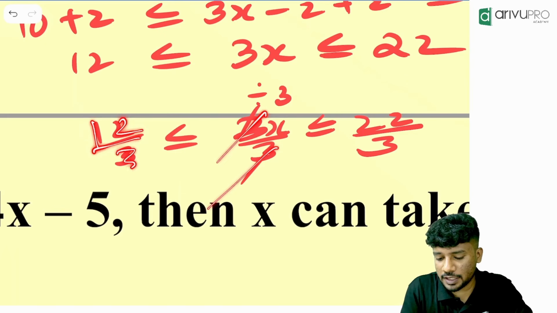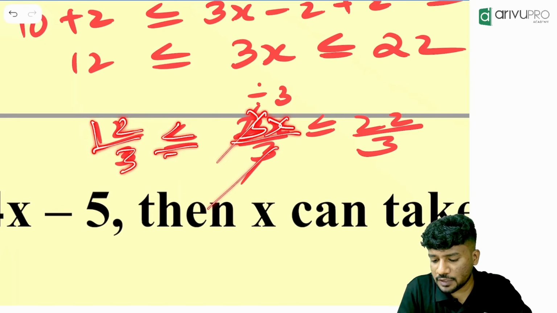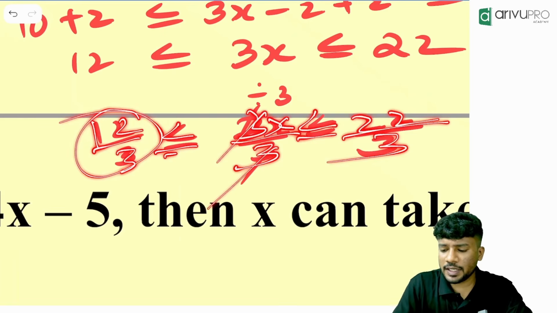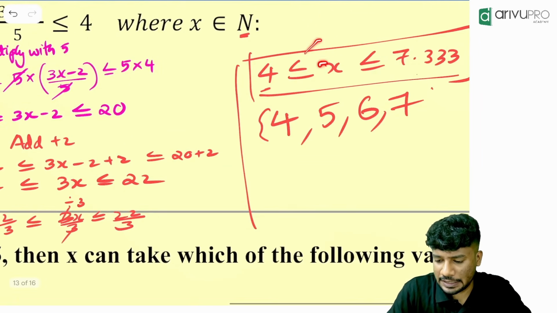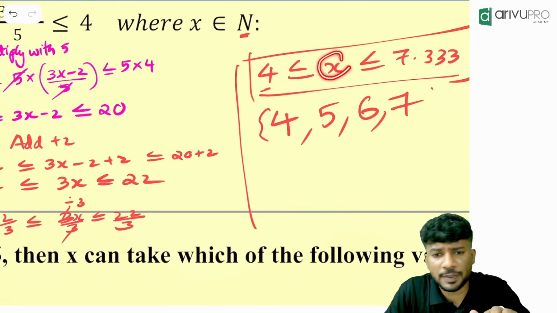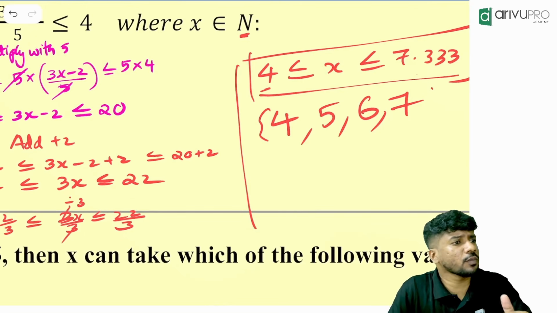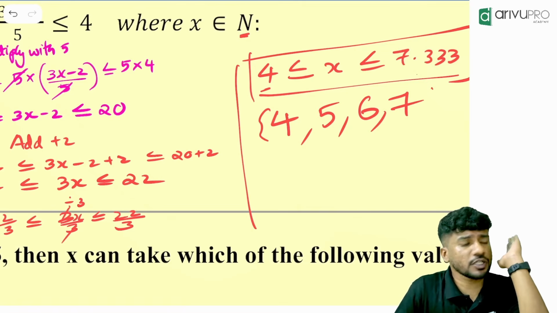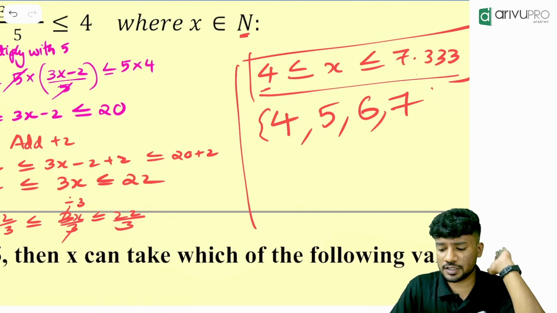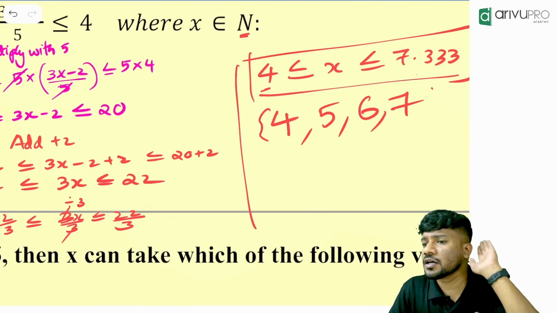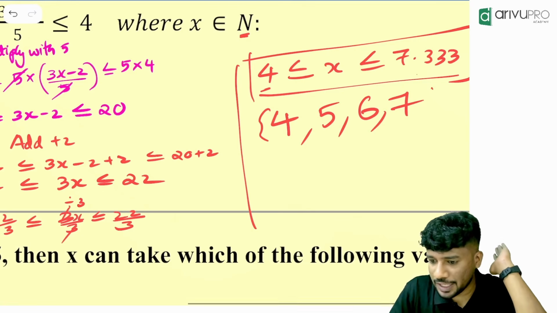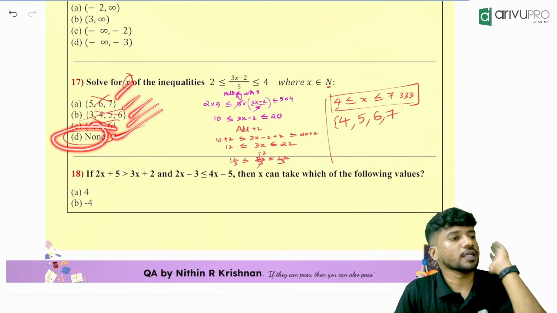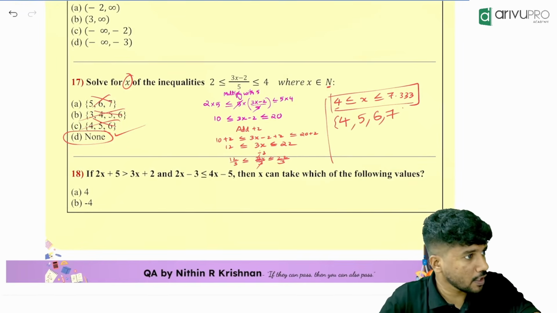That means 12 by 3 less than or equal to 3x divided by 3 less than or equal to 22 divided by 3. 12 by 3 is how much? 4. Then 3x by 3 will become x, less than or equal to 22 by 3, which will become 7.3333. Now you tell me what are the possible values of x in between this and this. 4, 5, 6, 7 are the possible values of x. Looking at the options, all the options are wrong. So we are going for none of the above. Understood? Is it clear?